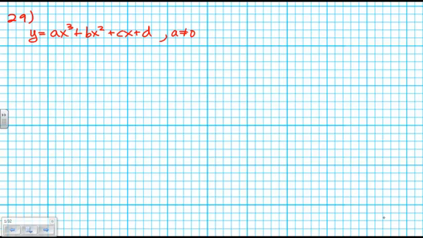So let's do that. Let's start this process off and say what happens when we take the derivative of both sides of this equation. And I see that I get 3a x squared plus 2bx plus c.